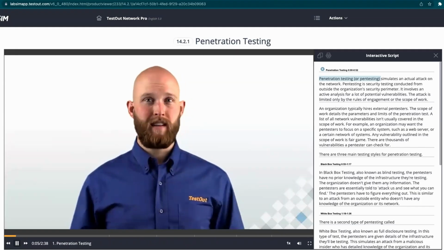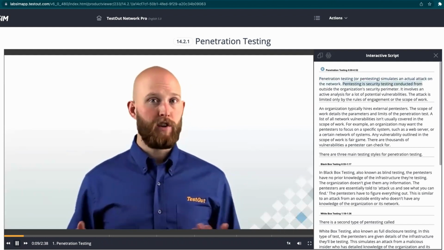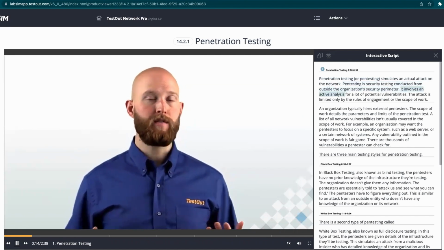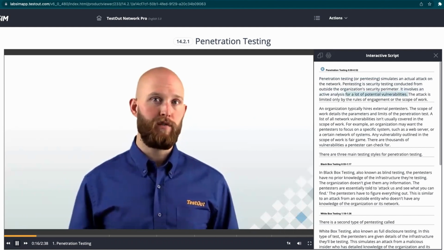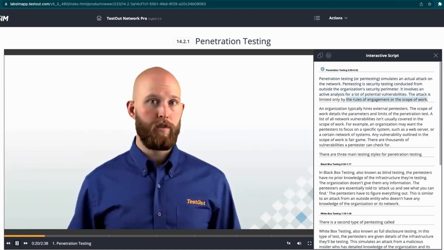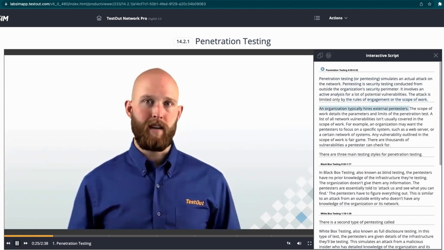Penetration testing, or pen testing, simulates an actual attack on the network. Pen testing is security testing conducted from outside the organization's security perimeter and involves an active analysis for a lot of potential vulnerabilities. The attack is limited only by the rules of engagement or the scope of work. An organization usually hires external pen testers.